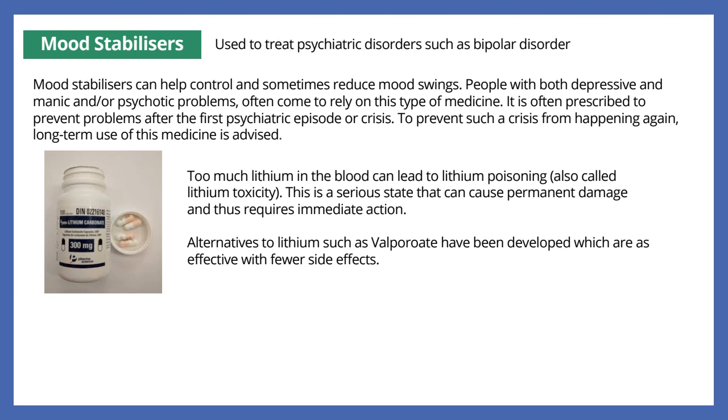Mood stabilizers are another type of treatment which is used to treat psychiatric disorders such as bipolar. And those are there basically to help control and reduce mood swings. So people with both depressive and manic or psychotic problems often come to rely on this kind of medication. It's often prescribed to prevent problems after the first episode or crisis. So if somebody presents with this kind of disorder, it's usually prescribed straight away, really to prevent it from happening again. So generally, again, this is where long-term use of this medication is advised.